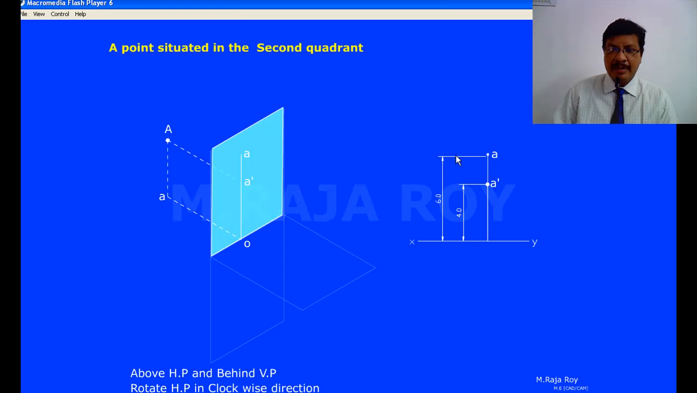That is the drawback with the projections when a point is in the second quadrant. That means front view and top view will overlap. That will lead to a kind of ambiguity in the projection.